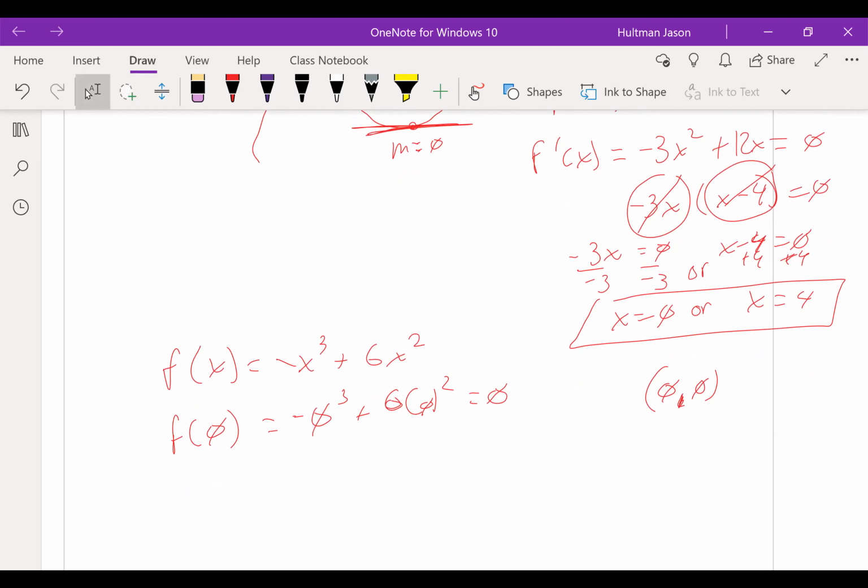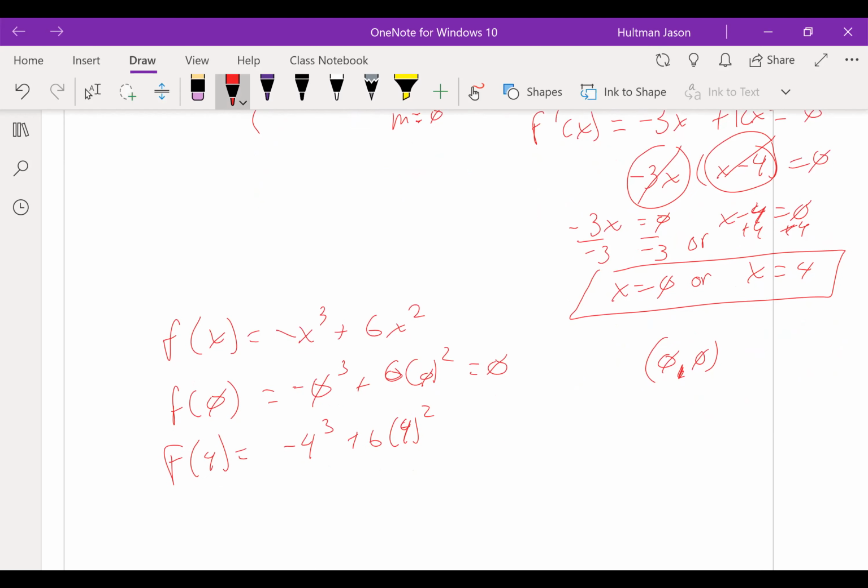Okay, what about when x is 4? This is negative 4 cubed plus 6 times 4 squared. This is negative 64 plus 6 times 16, and that's 96 minus 64. Negative 64 plus 96, which is 32. So this is going to be at 4 comma 32, another horizontal tangent.